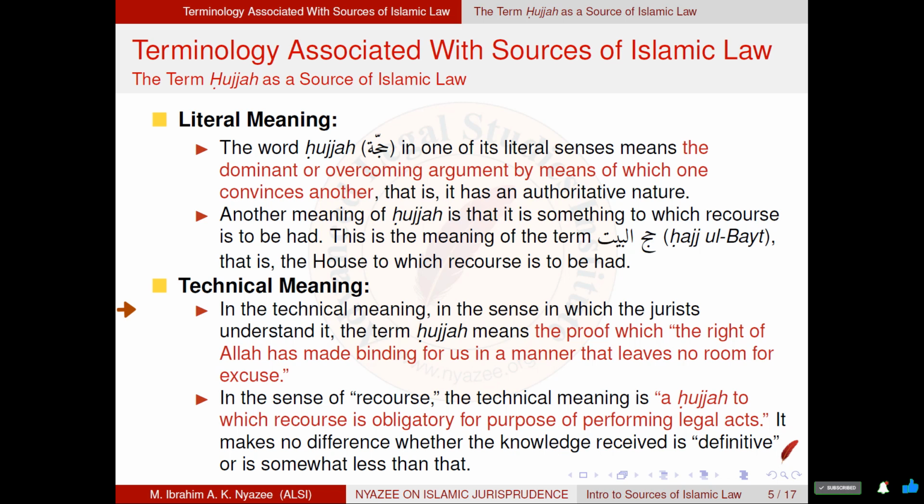In the technical meaning, in the sense in which the jurists understand it, the term hujjah means the proof which the right of Allah has made binding for us in a manner that leaves no room for excuse. For example, the binding strength of the Quran and the Sunnah. In the sense of recourse, the technical meaning is a hujjah to which recourse is obligatory for purpose of performing legal acts. It makes no difference whether the knowledge received is definitive or is somewhat less than that. The word definitive means the strength of the narration of a tradition. This we will explain in the next few videos.